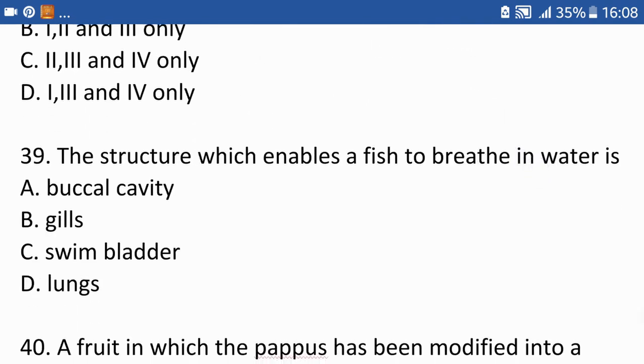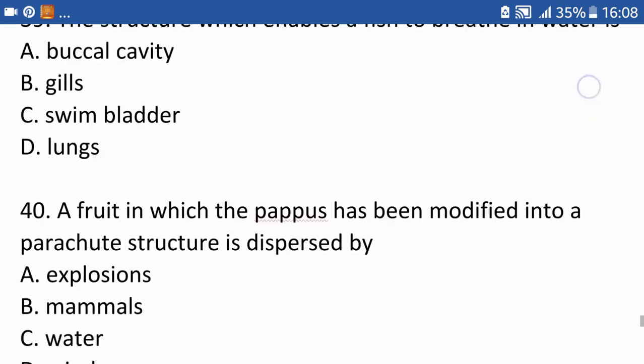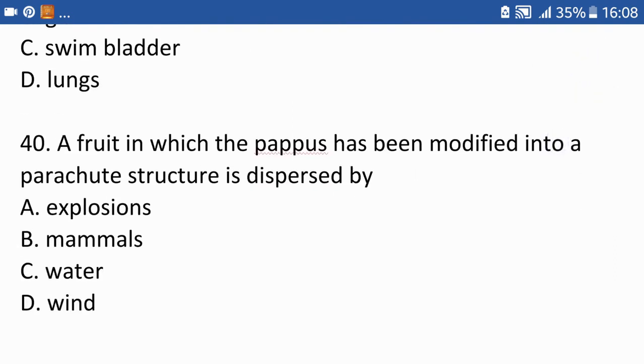39. The structure which enables a fish to breathe in water is? 40. A fruit in which the purpose has been modified into a parachute structure is dispersed by?